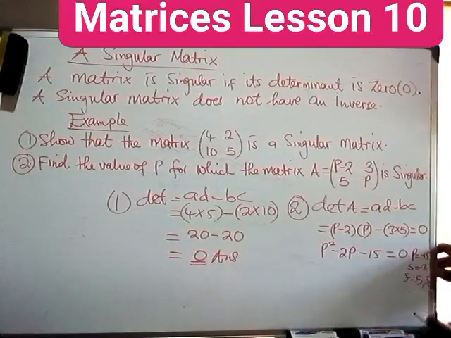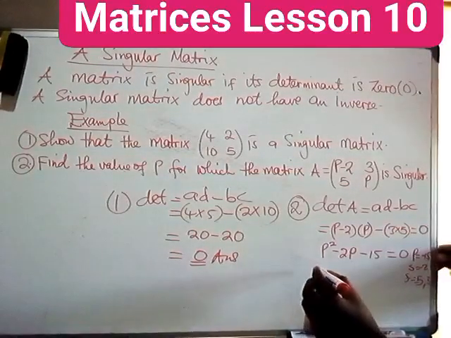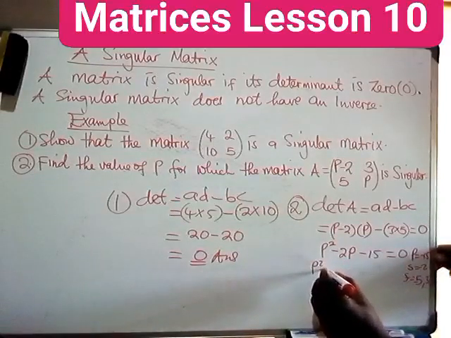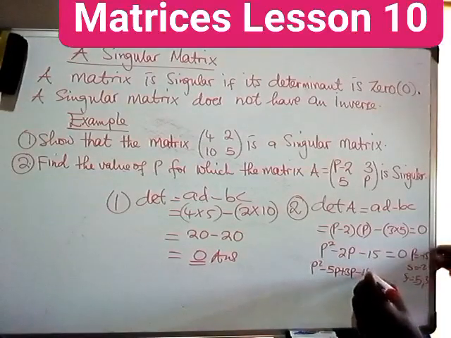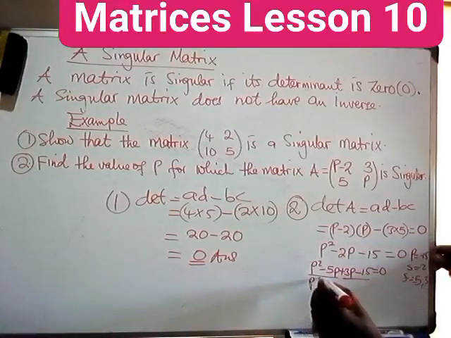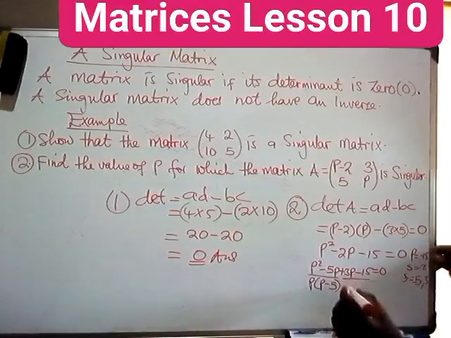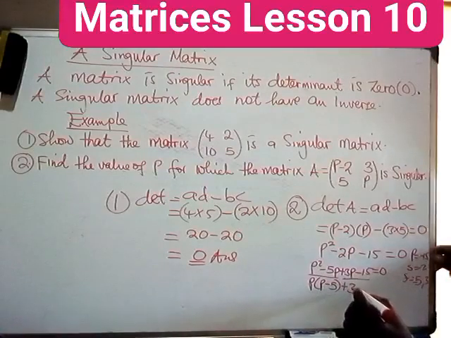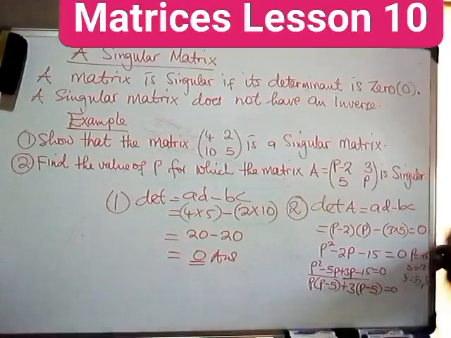Which one will be negative? We are going to have negative 5, because negative 5 plus 3, we get negative 2, but negative 5 multiplied by 3, you get negative 15. So now we are going to have P squared minus 5P plus 3P minus 15 is equal to 0. So we are going to have P outside, P minus 5. We are factorizing this one. Then I'm going to say plus 3, open bracket, P minus 5, is equal to 0.